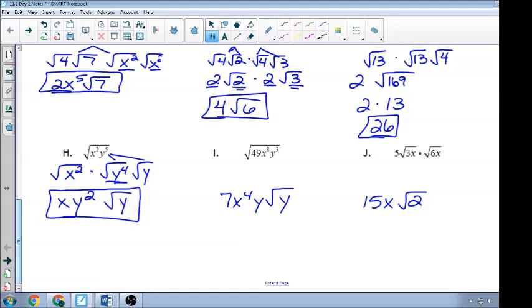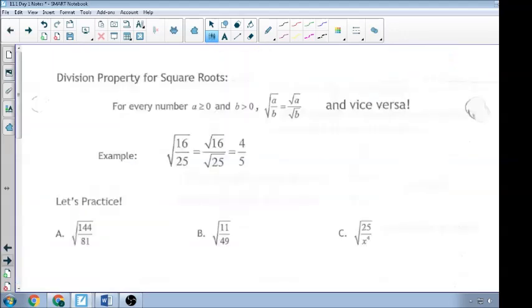Well, there's the answers to I and J. It's 7x to the fourth y times the square root of y. And for J, it's 15x times the square root of 2. Hopefully you did those very well. If you have any questions on those two, go ahead and ask me when you come to class tomorrow. All right, let's go ahead and go to the back.